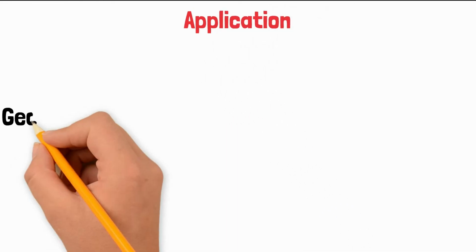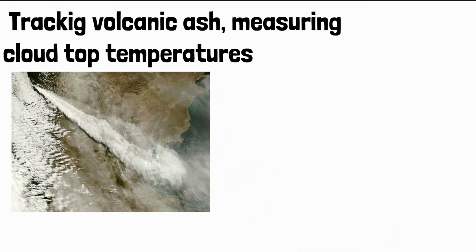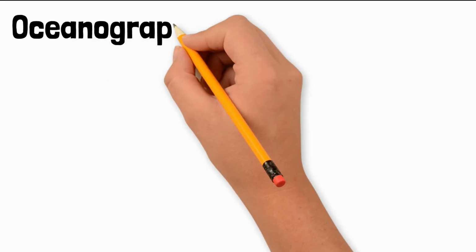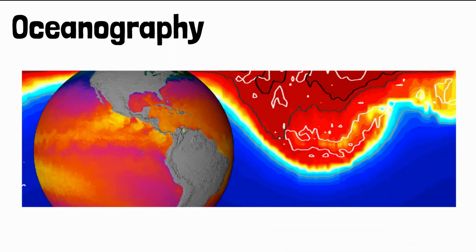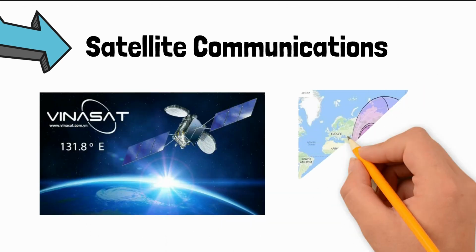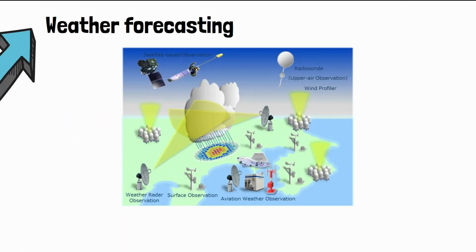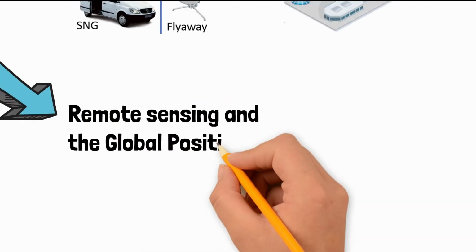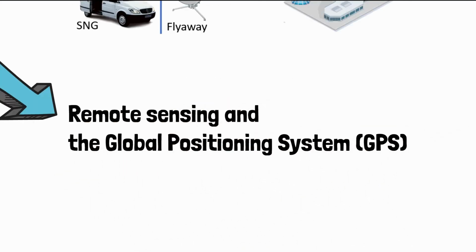Now let's change back to our final part, which is applications. Geostationary satellites can be used for tracking volcanic ash and measuring cloud top temperatures. Another use is oceanography, which is the scientific study of oceans. Last is communication, like VINASAT. Geosynchronous satellites are used for weather forecasting and television broadcasting. Other useful applications of geosynchronous satellites are remote sensing and GPS.